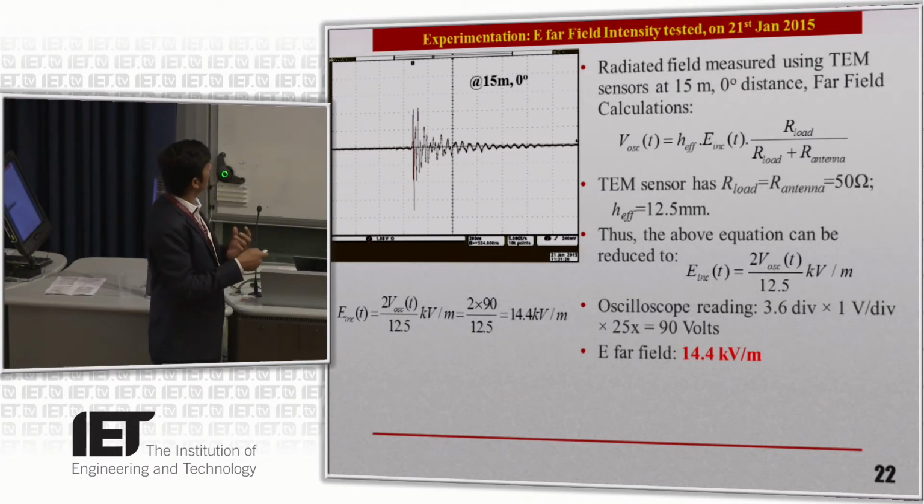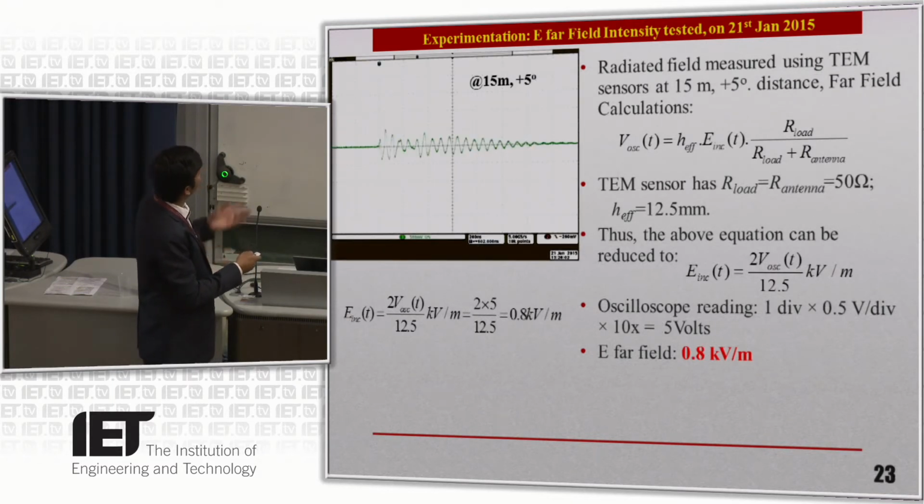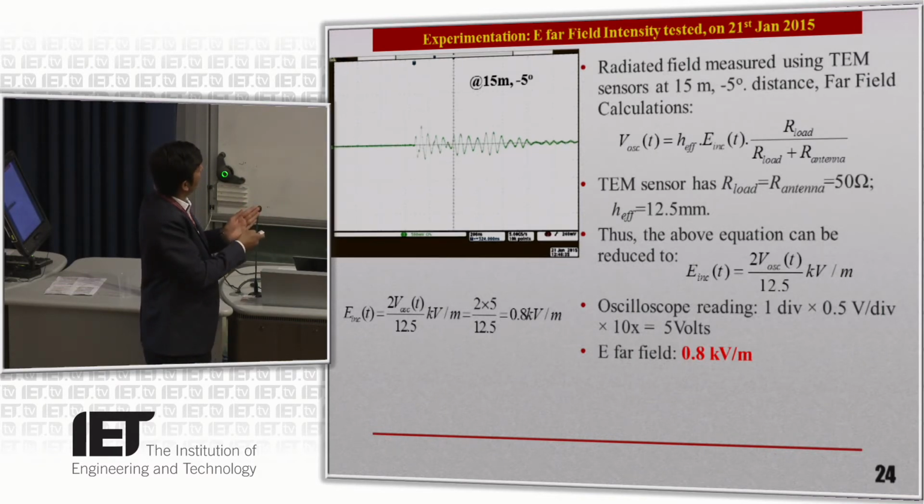So these sensors are really working well, and we have got a final E far field intensity of 14.4 kilovolt per meter at a 15 meter distance from the center of the source. So these are the results. Okay. These are only 5 degrees in direction from the front and back side. So we got a very directive antenna.